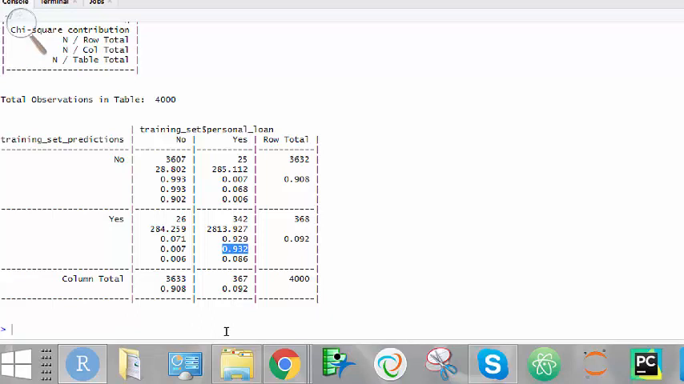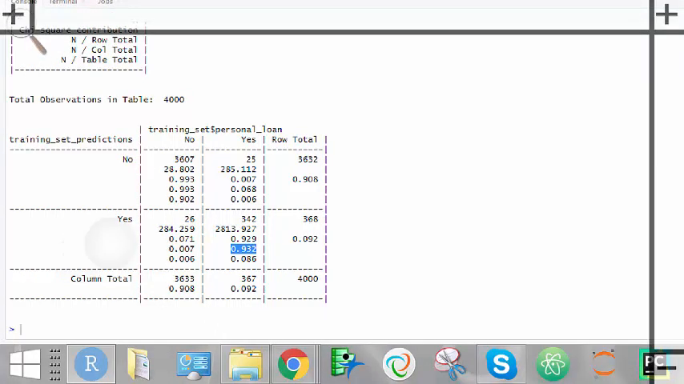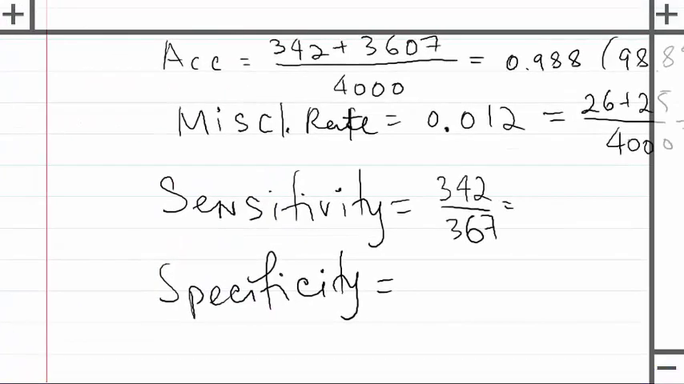So the sensitivity of my model, how sensitive it is to the category, to the responses that are primarily my interest, the focus of my attention, is given by that number. So 93.2, right? So my sensitivity is 0.932 or 93.2%. Now question, do I want my sensitivity to be high or low?